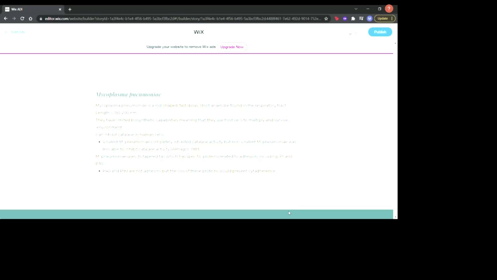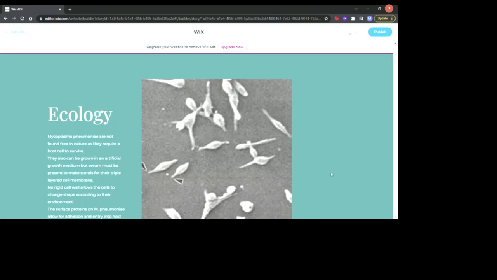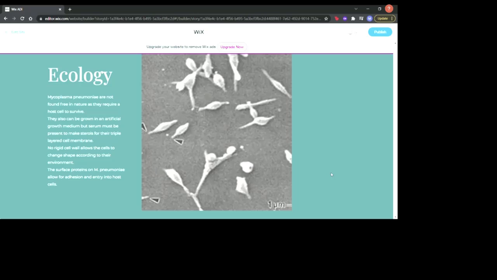I have started by explaining Mycoplasma pneumoniae, which is a rod-shaped strict anaerobe found in the respiratory tract. It's got a length of 150 to 200 nanometers. It can inhibit catalase in human cells, and it also has the tapered tail, as I said before. Then we will go on to ecology of Mycoplasma pneumoniae, and you can see a picture which has pointers to the tapered tail, and you can see the shapes of the Mycoplasma pneumoniae.